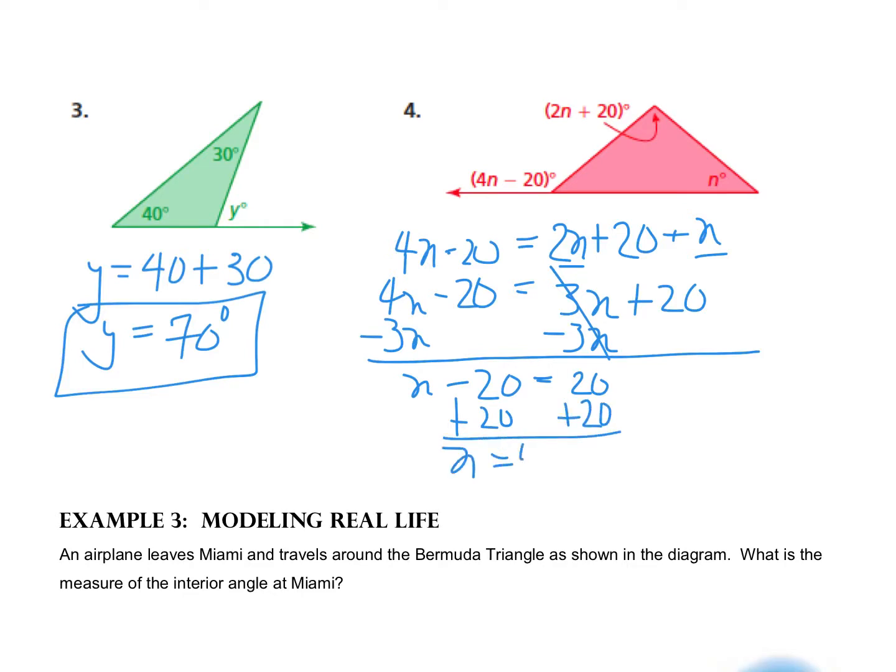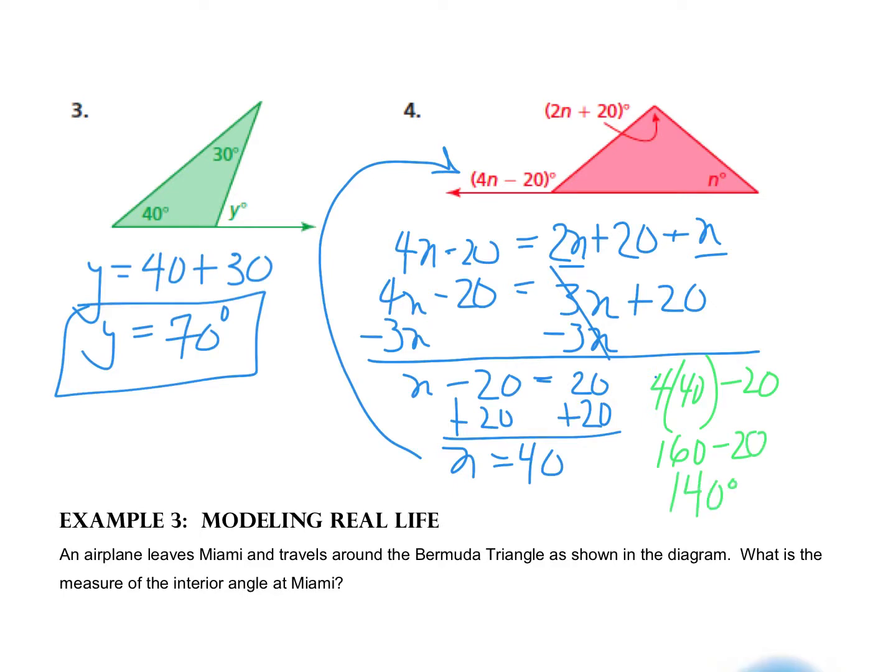N equals 40. But again, is that the question? Not really. So we're going to take that information to figure out what is the exterior angle. So to do that, I'm just going to say over here, 4, we're going to replace the n with the 40, and then minus 20. 4 times 40 is 160, minus 20, 140 degrees would be that exterior angle.